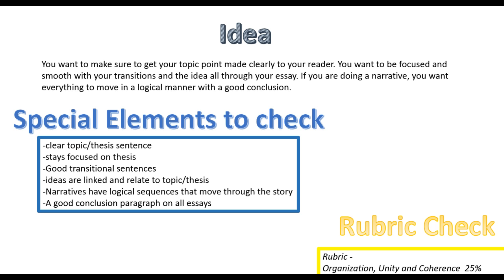Our yellow box, let's do the rubric check. If we check the idea, we're going to be looking at organization, unity, and coherence. That is 25% of the grade on your essay.